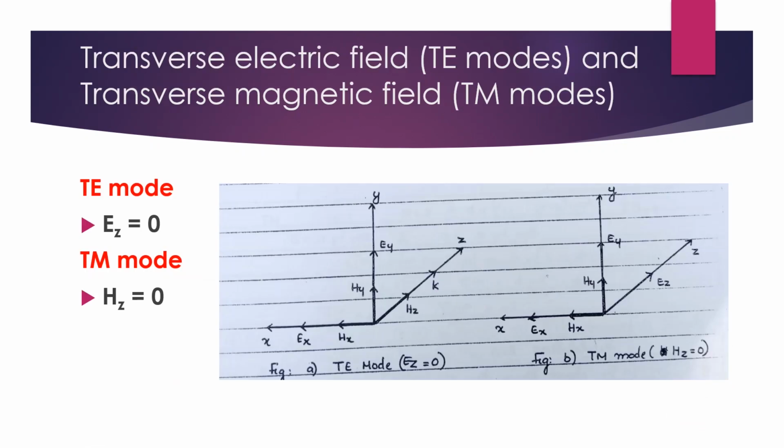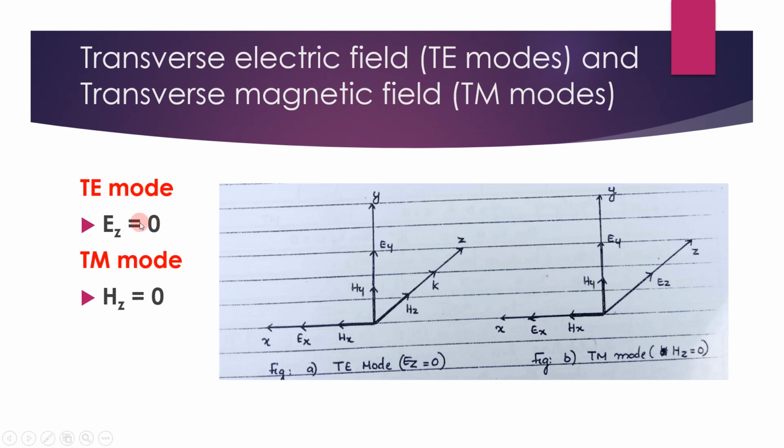And coming to the two specific modes, one is transverse electric and the next is transverse magnetic, TE and TM mode. In TE mode, Ez is taken as 0, because transverse electric mode means Z is the direction of propagation, so Ez will be 0. In case of TM mode, you should know that Hz is not equal to 0. In transmission lines, we learned TEM mode where both Ez and Hz are 0. But here it is different.